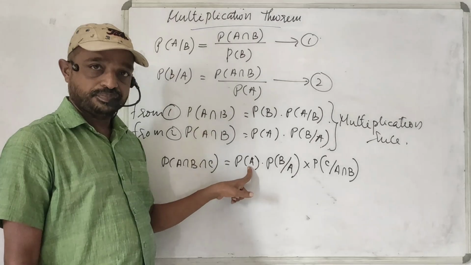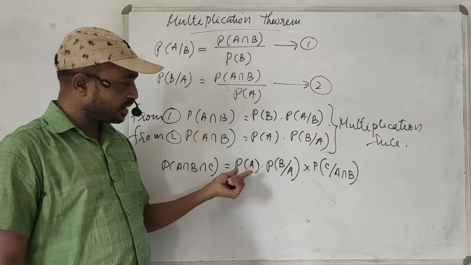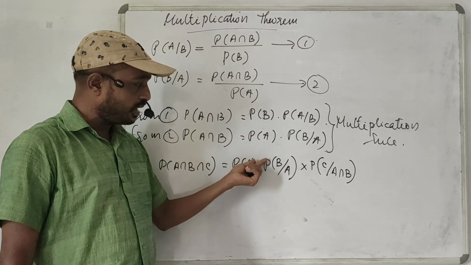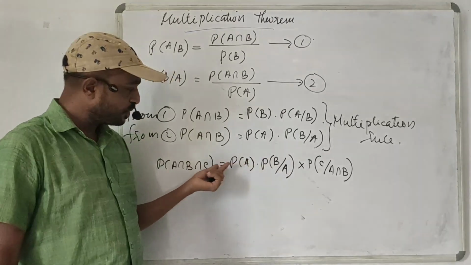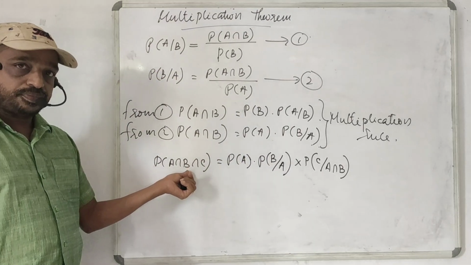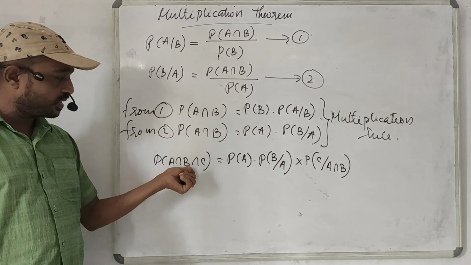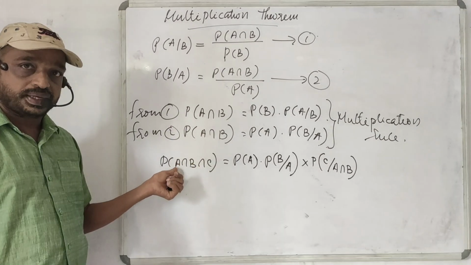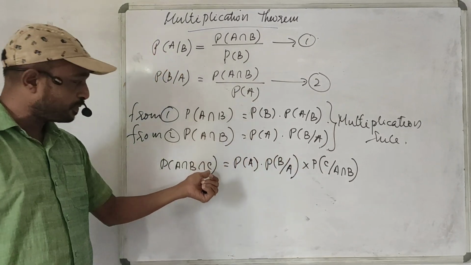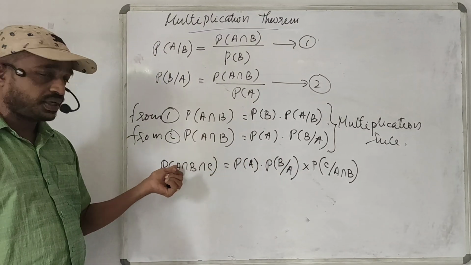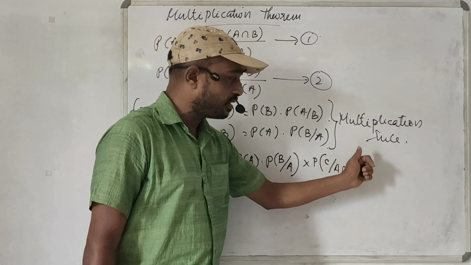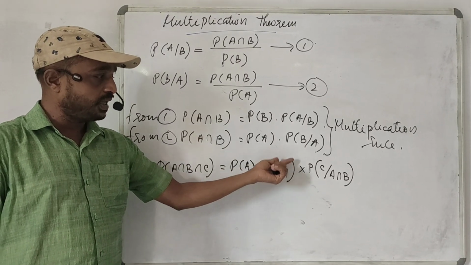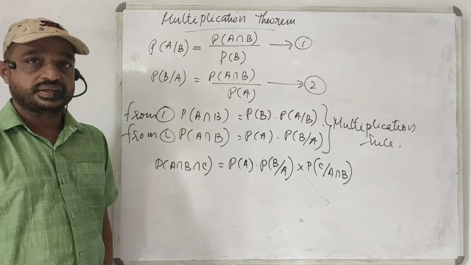So first you write P of A, into the second event. See here it is P of A, P of B, P of C. So P of A into P of B given A. What is the A? A is the event before B, or A is the event prior to B. So P of B given A into P of C given, what are the events before C? A and B. P of C given A intersection B. So P of A intersection B intersection C is equal to P of A into P of B given A into P of C given A intersection B.